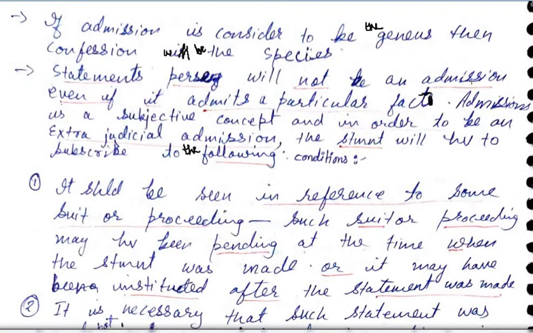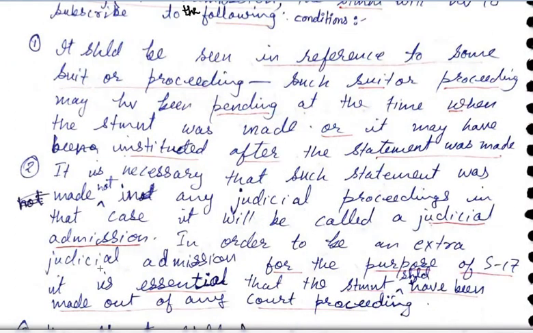Statements per se will not be an admission, even if it admits a particular fact. Admission is a subjective concept, and in order to be an extrajudicial admission, the statement will have to subscribe to the following conditions. Number 1, it should be seen in reference to some suit or proceeding. Thus, such suit or proceeding may have been pending at the time when the statement was made, or it may have been instituted after the statement was made.